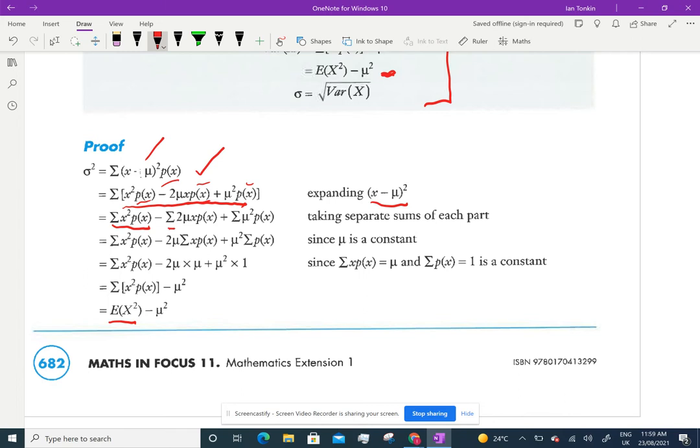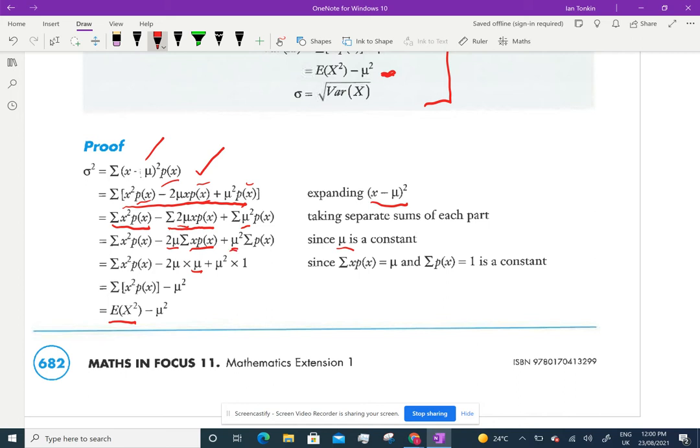Now watch what happens here. Well, that 2 mu is a constant, so you can take it out of the sigma bit. The same as I can take that mu squared out. Mu is a constant, so it's like factorising it out. When I take that 2 mu out, I've got x times p of x. Well, x times p of x, the sum of all that is the expected value, it's mu. So you get minus 2 mu times mu, which is negative 2 mu squared.